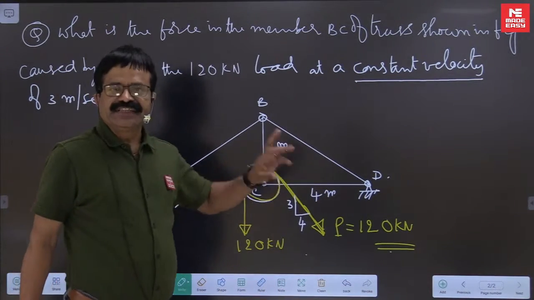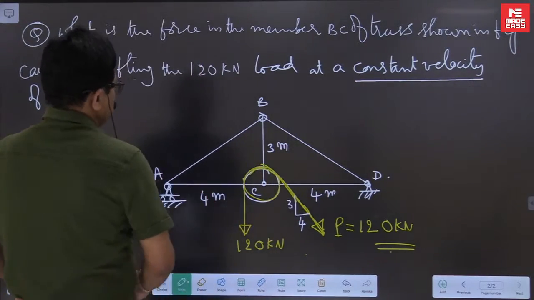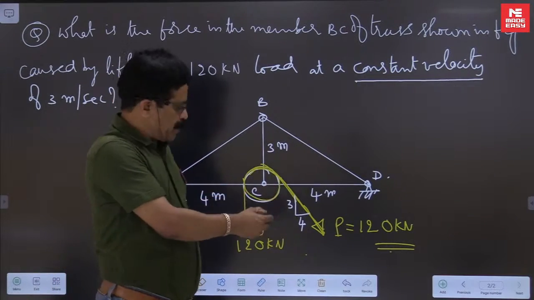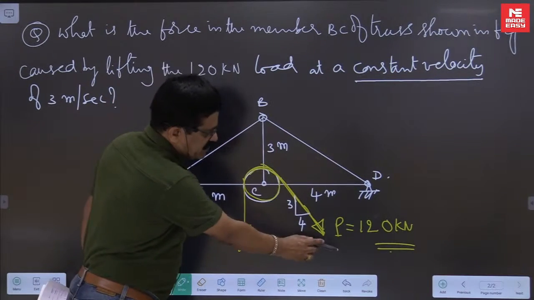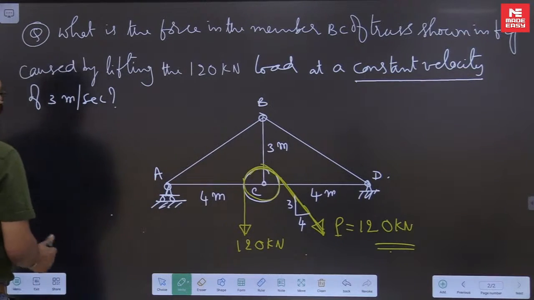If they don't mention anything about the friction, we have to assume belt friction is not there. So belt friction is not there, that means it's a smooth pulley. So 120 kilonewton down, but this is also downward 120 kilonewton. Now what is the force in the member BC?